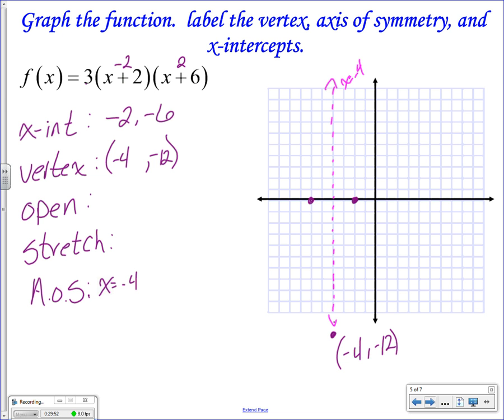They want us to label the intercepts. What is that? -2, 0 and -6, 0. Okay. Is it opening up or down? We should be able to answer this just by looking. Up. This is positive, so it's opening up. What's my stretch? 3. Okay? So I could draw this.